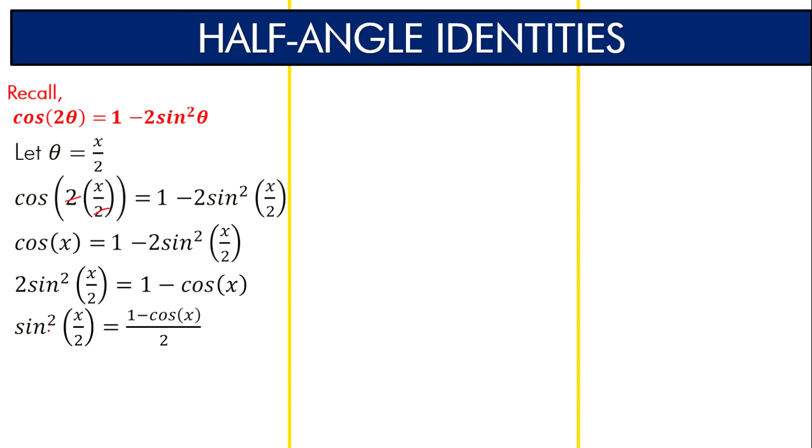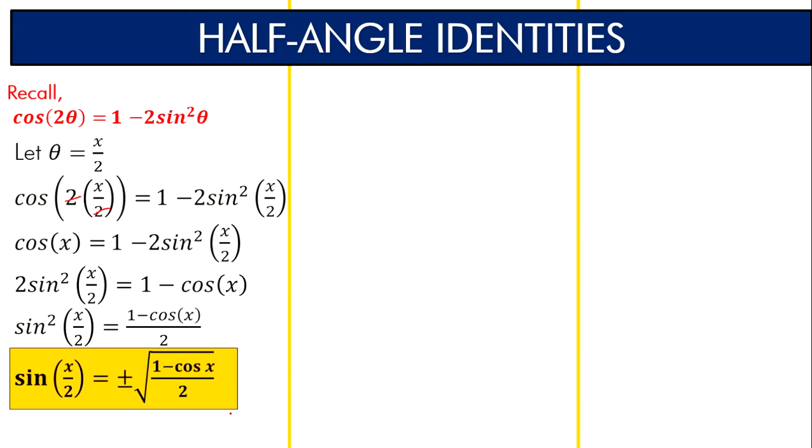In this case, as you can see, we have the square. So for us to obtain the half angle identity of the sine, let's square root both sides. We'll obtain sine x over 2, the half angle of the sine, is equal to positive negative square root of 1 minus cosine x over 2. Therefore, this is now our half angle identity for the sine.